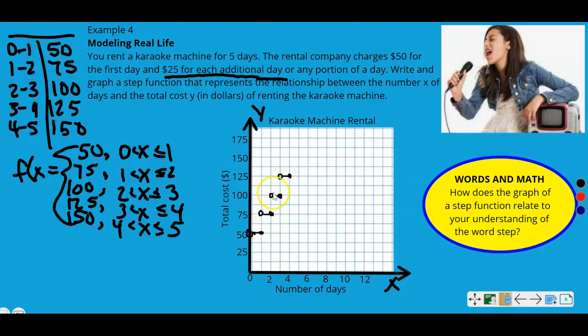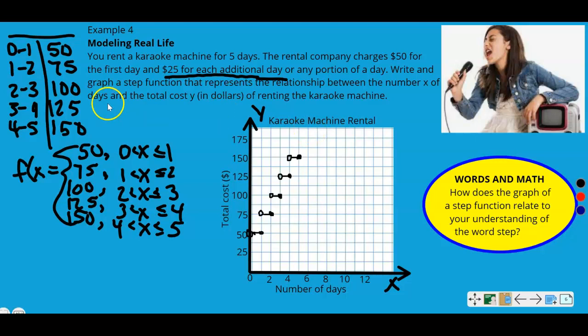And if you look at this, it looks like steps, like you could walk up the steps. All right, one more. So I'm going to go from day 4 to day 5. Day 4 at 150. And day 5 would be a closed circle. That means it would be included in that $150 cost. And again, if you use the vertical line test, that would pass the vertical line test. So that represents a function. That's a good way to check to see if it is a function or not.